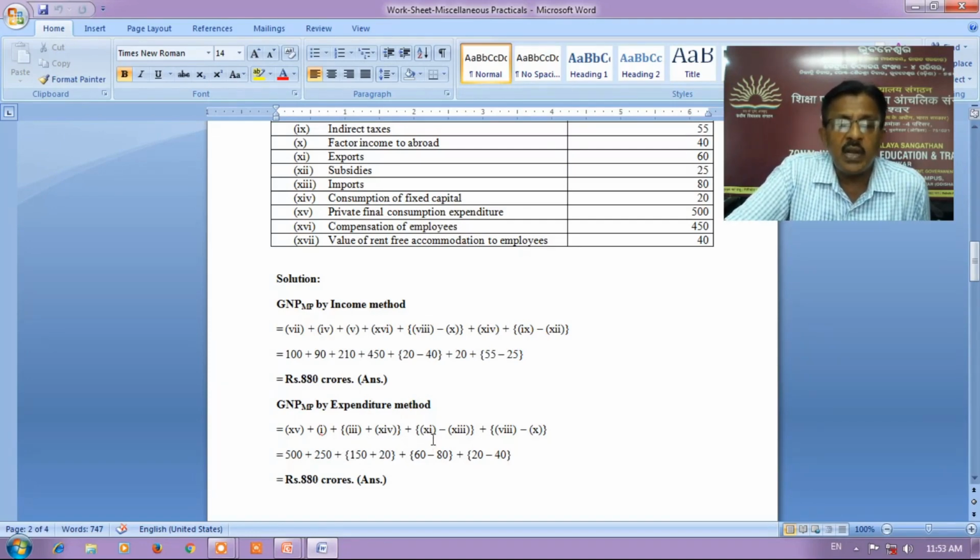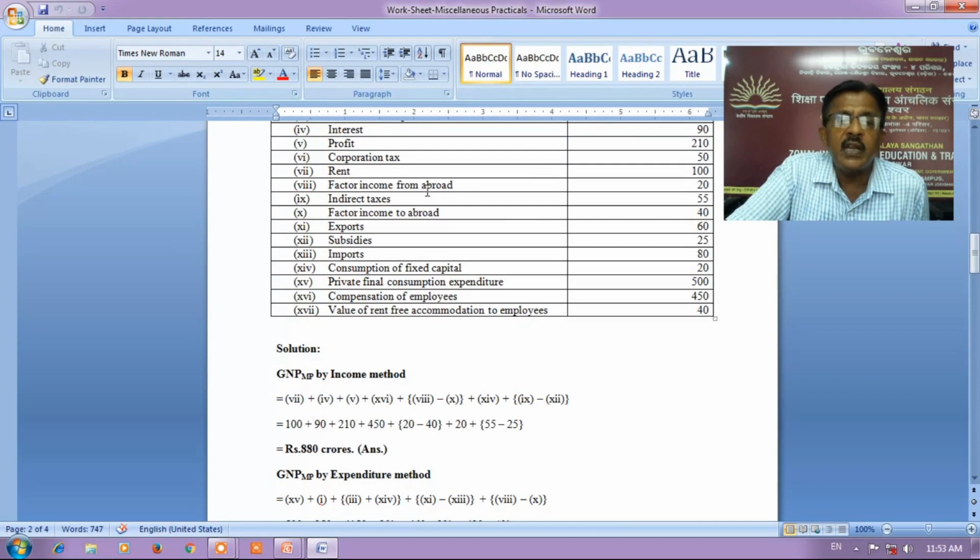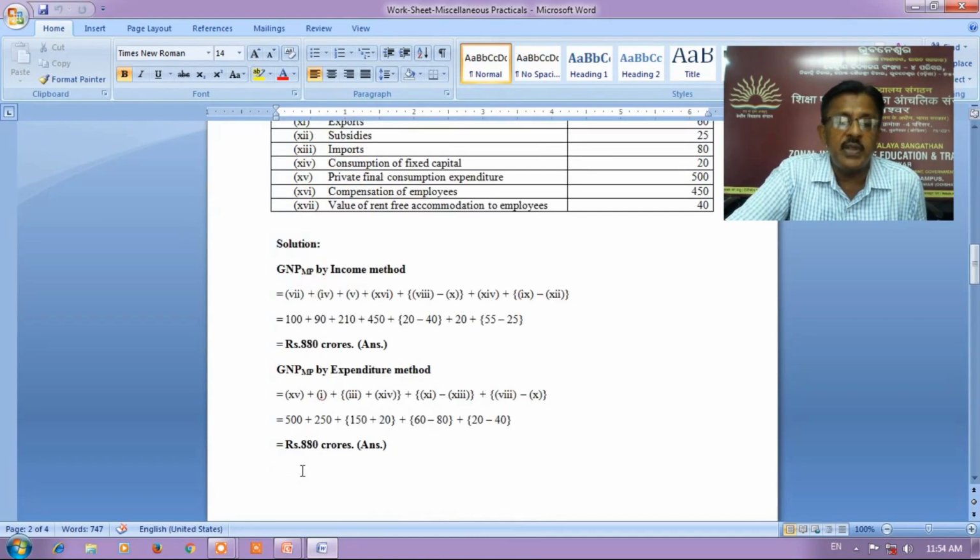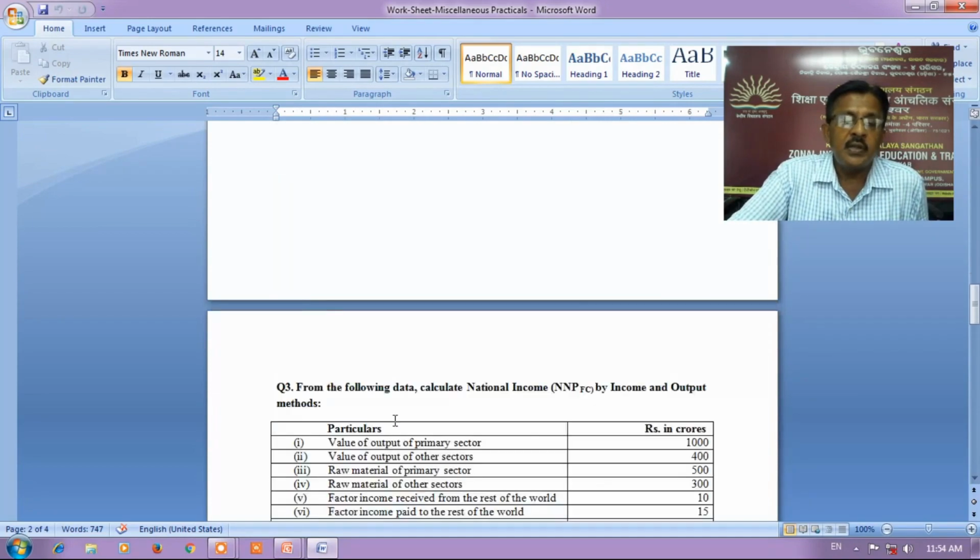Plus item number 11. What is item number 11? Exports. And minus 13. What is this? Imports. So net exports. Export minus import, that is net exports. Plus item number 8, that is factor income from abroad, minus item number 10, that is factor income to abroad. So up to this you are getting GDP at market. So plus net factor income from abroad, it is GNP at market. So the result is 880 crores. So the same result.